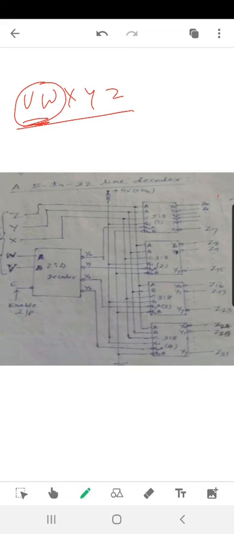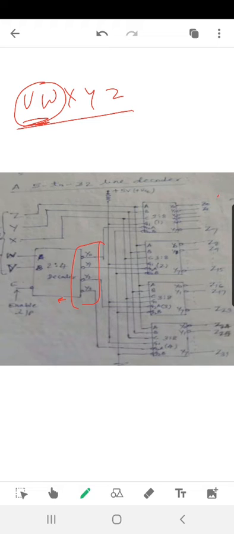Now when we talk about our 2:4 decoder, the inputs A and B are connected to V and W. We know that the 2:4 decoder gives 4 output lines Y0, Y1, Y2 and Y3. These Y0, Y1, Y2 and Y3 will be used to control the enable pins of our next 4 decoders. Fine. So how will they actually work?